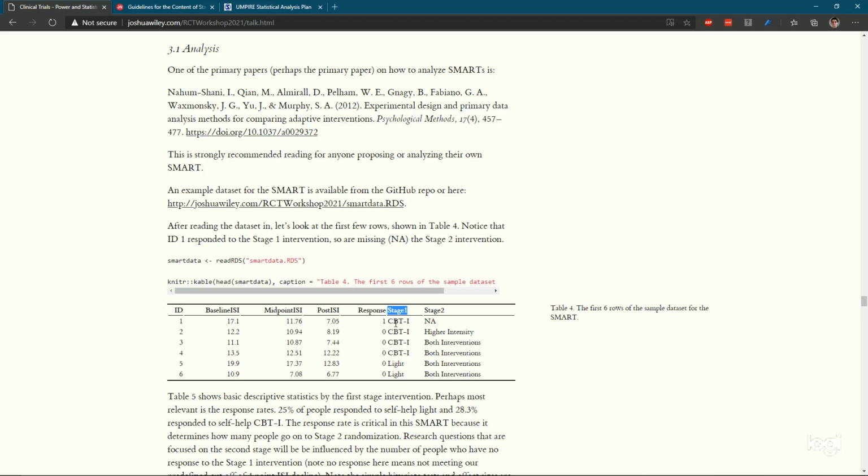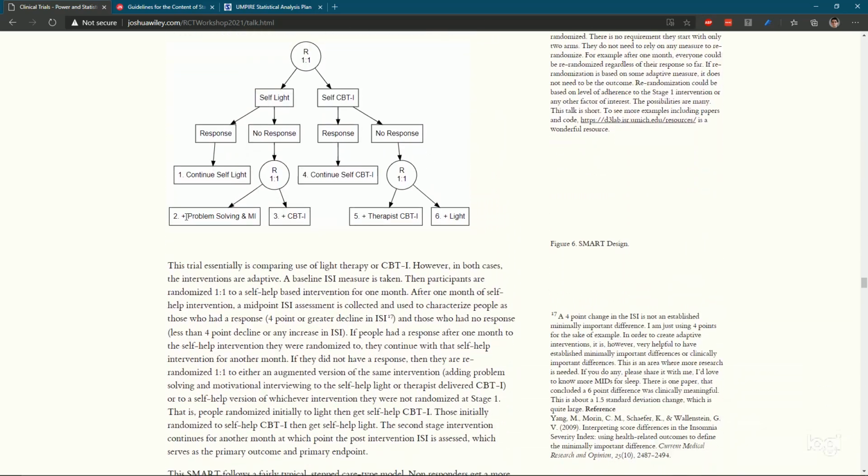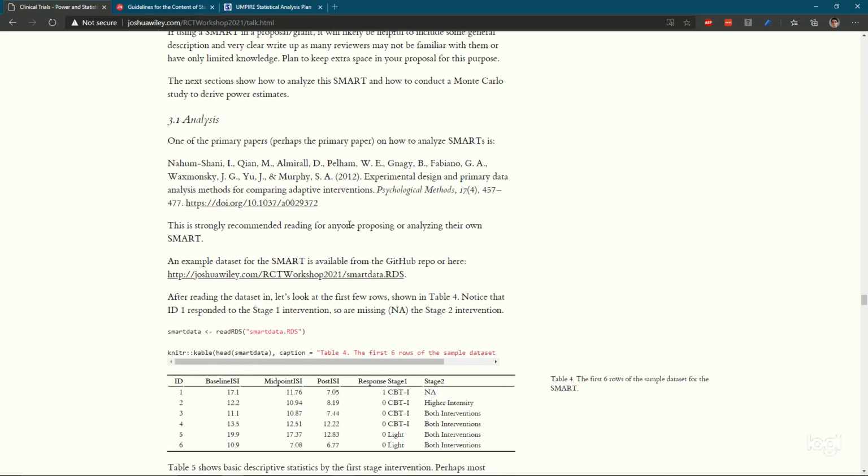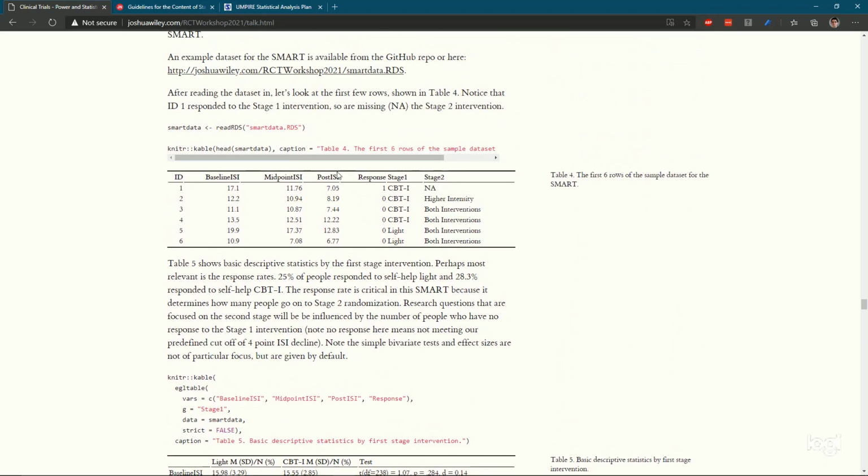You also see which intervention they were randomized to at stage 1, CBTI or light, and at stage 2, which intervention they were randomized to. Now, if people responded, they continue on with what they were on, so they're not re-randomized, so they're just NA, not available, missing. Otherwise, it's coded as either higher intensity or both interventions. Higher intensity is actually groups 2 and 5, and both interventions is groups 3 and 6. That's at stage 2. You can either get a more intense version of whatever you got in stage 1, or you can switch and get the other version that you didn't get at stage 1. So that's our basic data set.